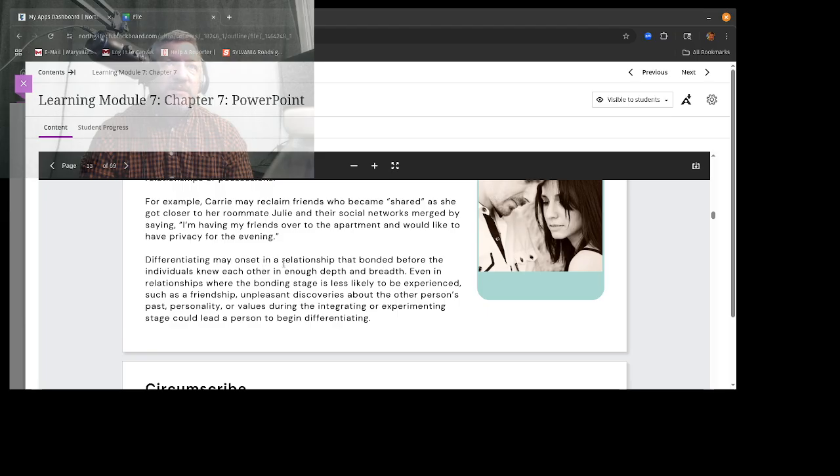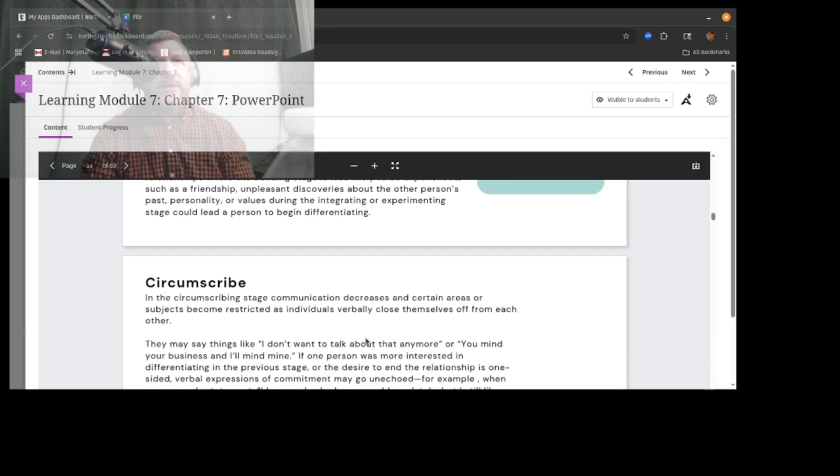Differentiating may onset in a relationship that bonded before the individuals knew each other in enough depth and breadth. Remember the onion, social penetration theory? Even in relationships where a bonding stage is less likely to be experienced, such as a friendship, unpleasant discoveries about the other person's past, personality, or values during the integrating or experimenting stage could lead to a person beginning differentiating. They could have been bonded, and they may start differentiating, creating a space.